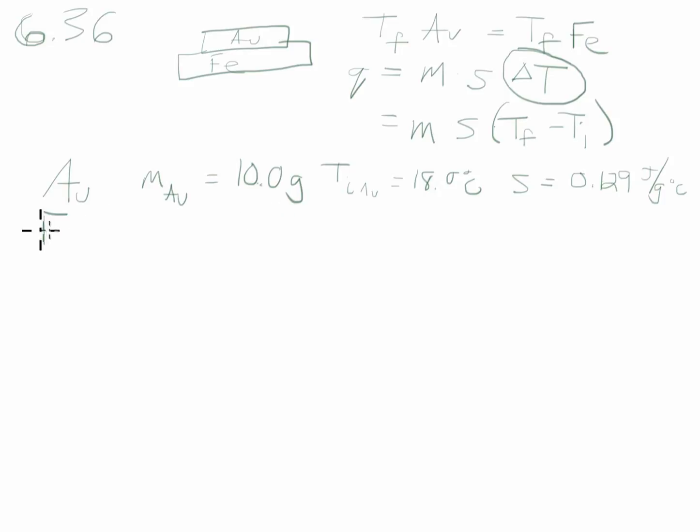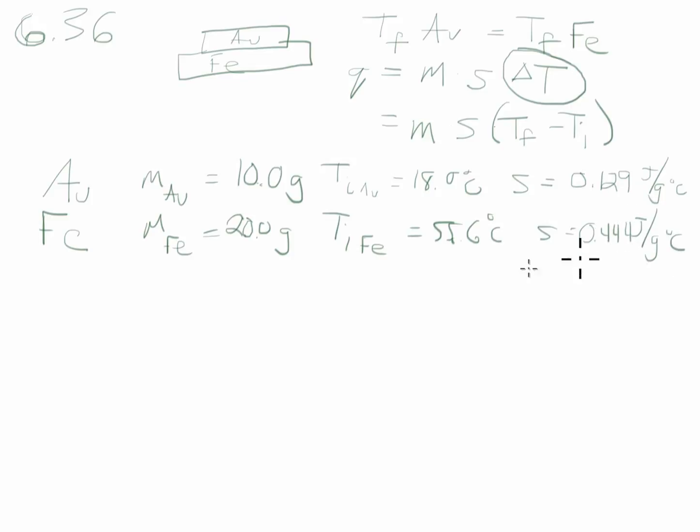We also have information for the iron. The mass of iron is 20.0 grams. The initial temperature is 55.6 degrees Celsius, and the specific heat is 0.444 joules per gram degrees Celsius. So we have a lot of the information we need, and we can make this sort of statement.